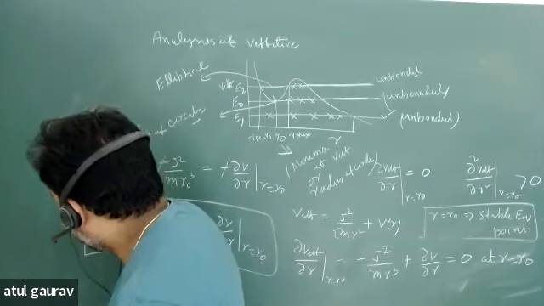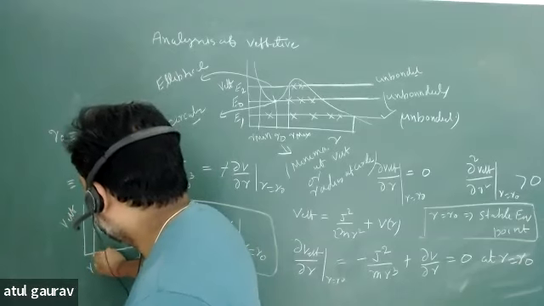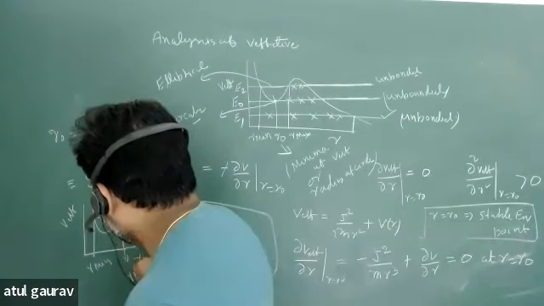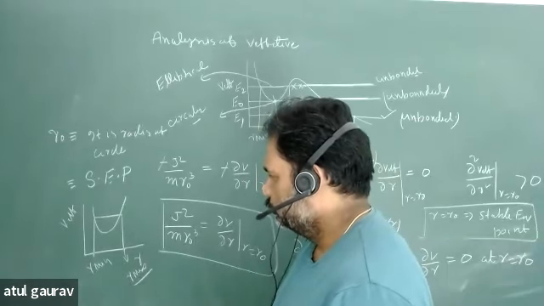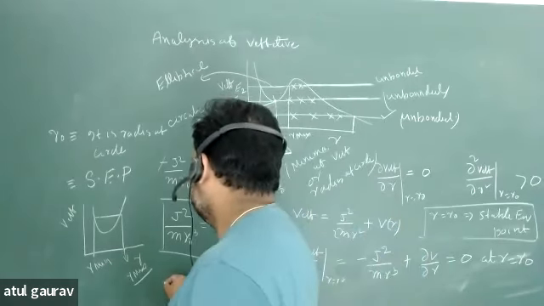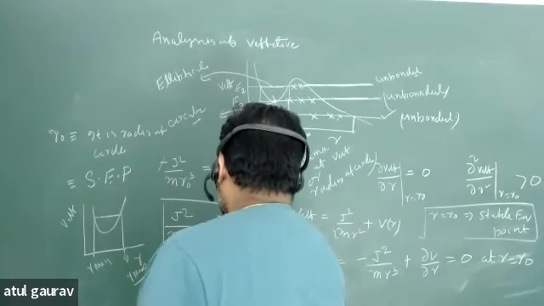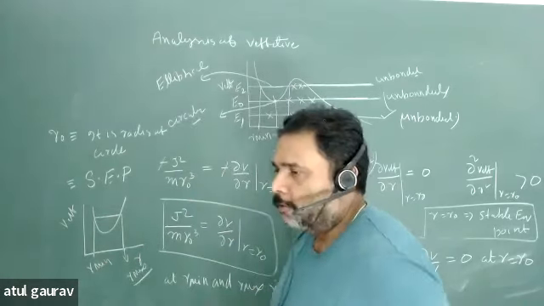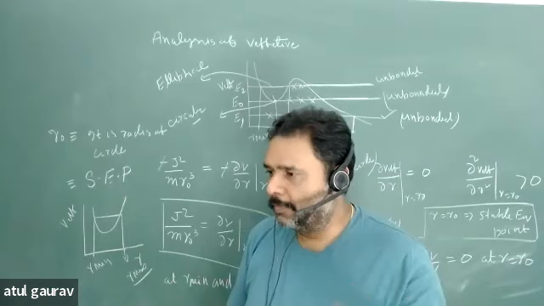This is basically V effective versus R. This value is R minimum and this value is R maximum. R minimum and R maximum are turning points. So what will happen at the turning point? At R minimum and R maximum, R dot is equal to 0. So the radial velocity at the turning point goes to 0. That is one more piece of information. You should remember this.